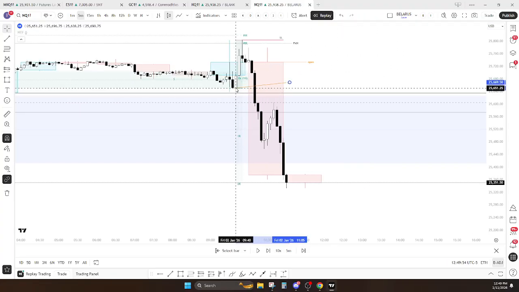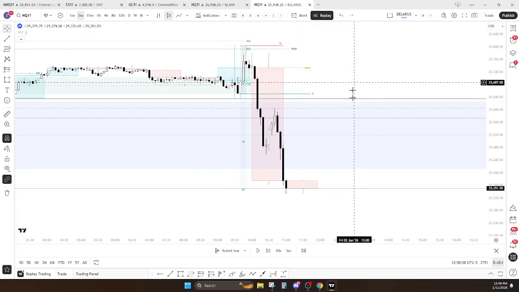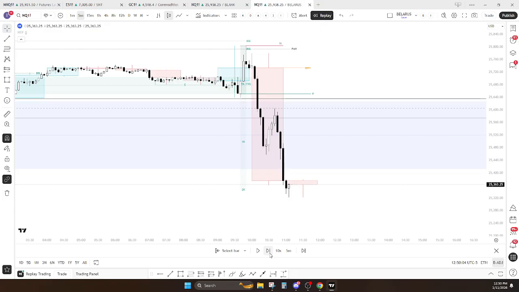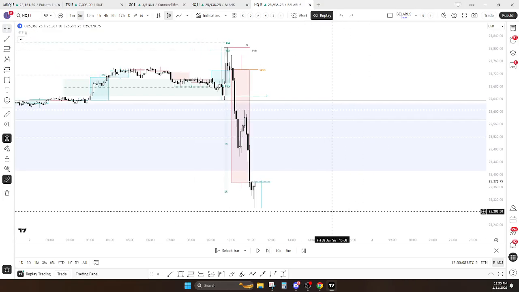I don't know why I have this here. One more thing, guys. When a setup like this appears and it was not tested, even if it's not tested this day, it will be. I'll save it for the next day, because it was never tested and the liquidity might still sit there.